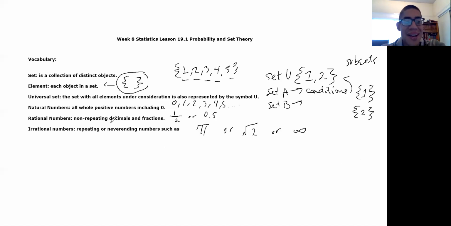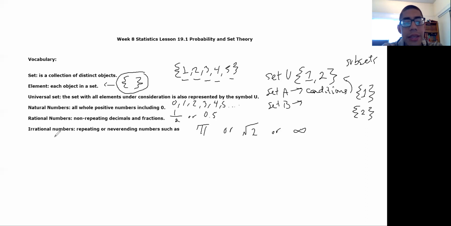Sorry about that. So now we're going to move on to natural numbers. All whole positive numbers, including 0, right? Rational numbers, non-repeating decimals and fractions, and irrational numbers, repeating or never-ending numbers such as pi or square root of 2 or infinity. So I have examples here.